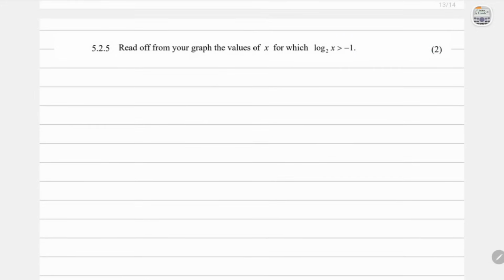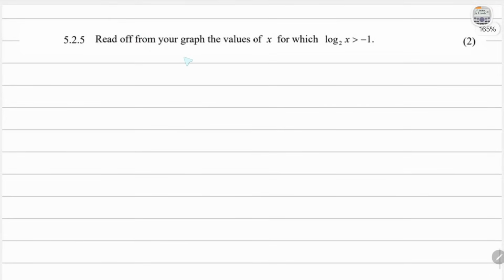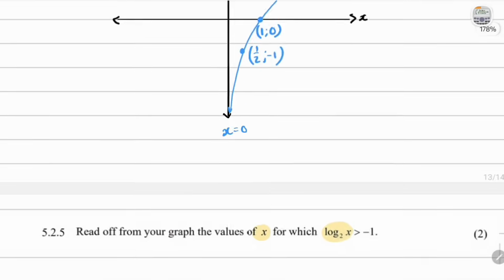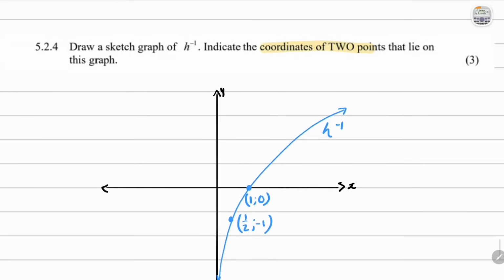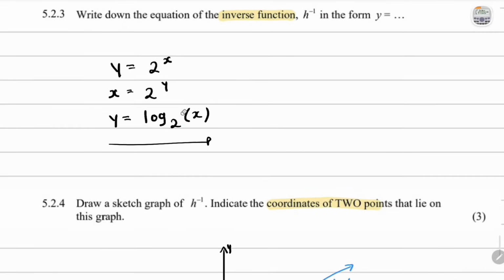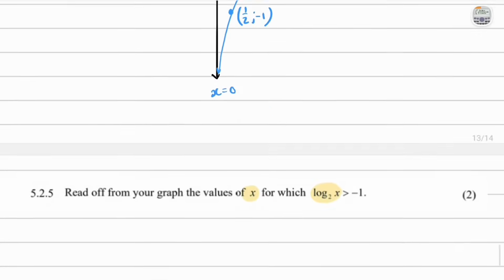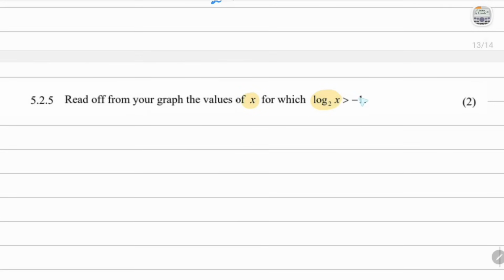Question 5.2.5 says, read off from your graph the values of x for which log of x with base 2 is greater than -1. Now, we know this graph. We just found it in the previous question. This is this graph over here. When they say that graph, they're referring to the y values of this graph. Where are the y values of this graph greater than -1?